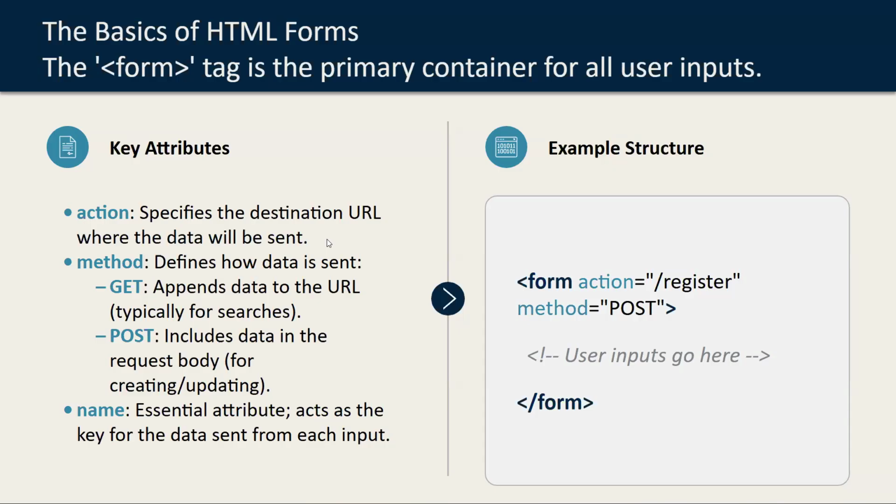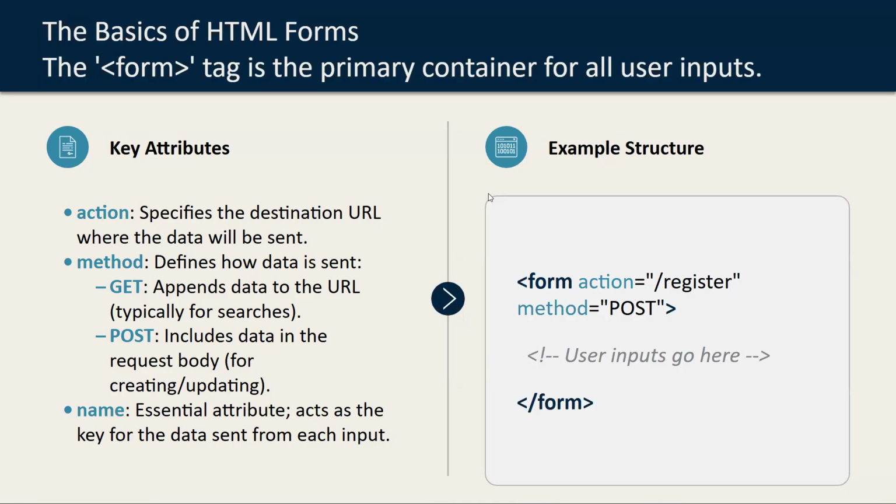One of them is GET. With GET, the data is appended to the URL, which is commonly used for things like search forms. With POST, the data is sent in the request body, which is more common when we are trying to create, submit, or update data. And then there is name, which is a very important attribute because it acts like the key for the data coming from each input. If an input does not have a name, that value typically will not be included properly when the form is submitted.